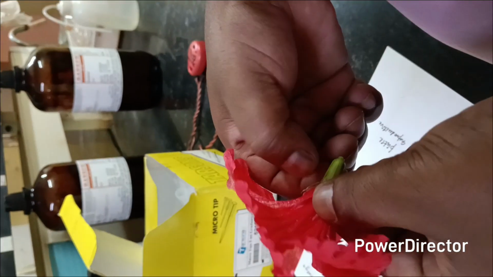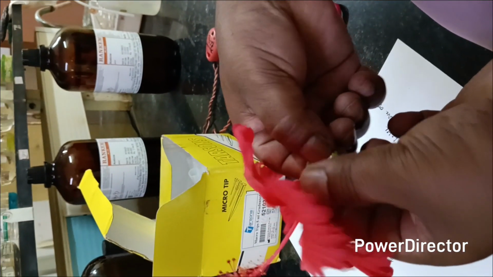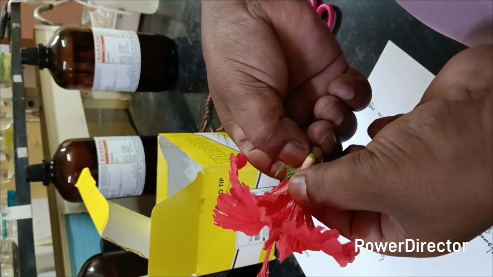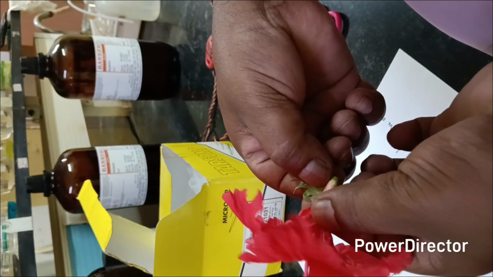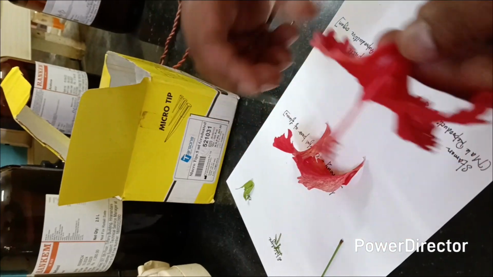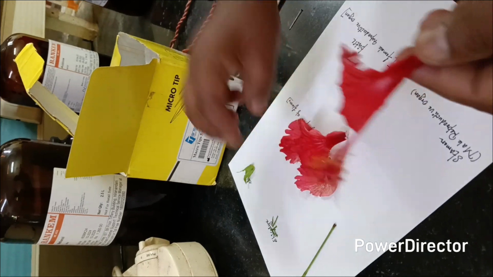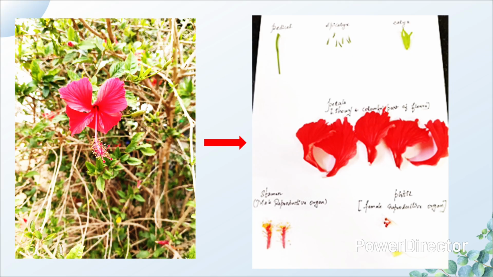Carefully make a vertical cut through the swollen base at the top of the flower to slice open the ovary. This is the female reproductive part of the flower, which consists of a stigma, style and ovary. The stigma is the sticky part that receives the pollen. The style is a long tube that connects the stigma to the ovary, and the ovary contains the ovules that will develop into seeds.